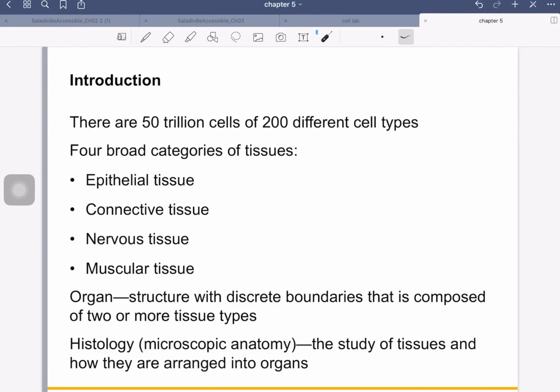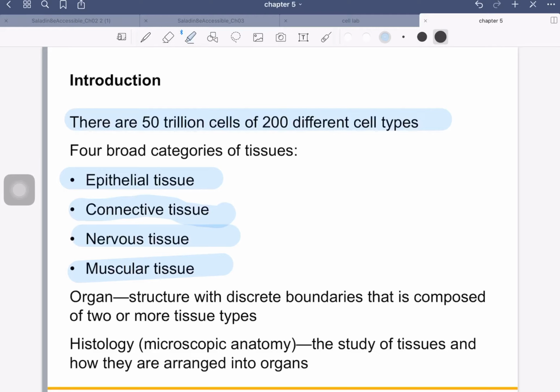Now, just to start, there are about 50 trillion cells and about 200 different types of cells within you. Now, we can break the tissues into some major groups: epithelial, connective, nervous, and muscular. Each one of these major groups has subtypes within it that we'll have a look at. And each one plays its own unique set of roles, and each also has its own characteristics.